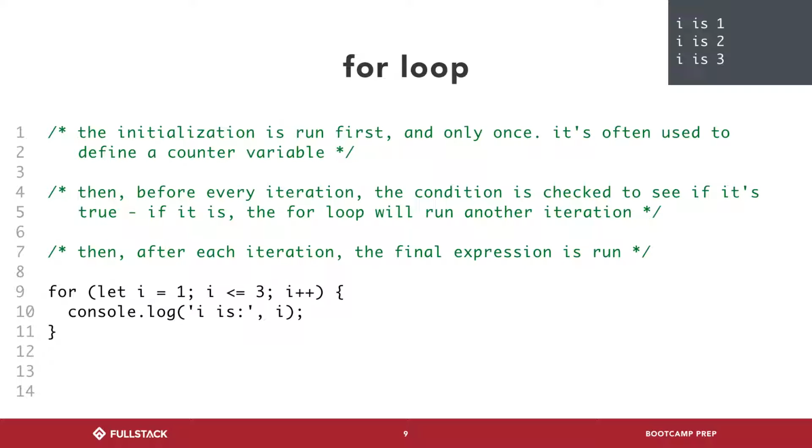Let's go to the third iteration. What's I equal to? I is 3 now, because the last thing I did in the second iteration was add 1 to I. Is 3 less than or equal to 3? Yes, it is. Great. Let's run our code block and log it out. I is 3. Then we run one more step: let's add 1 to 3.